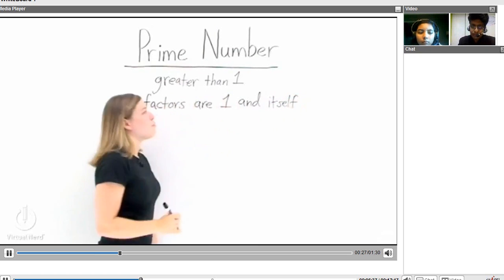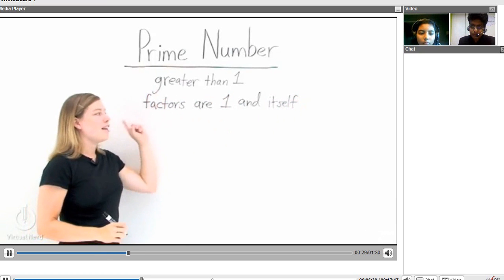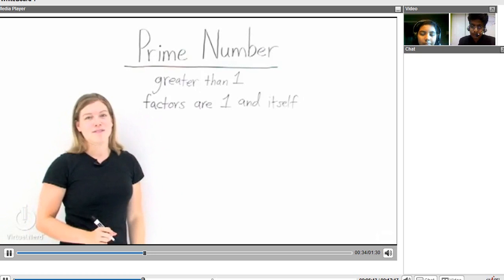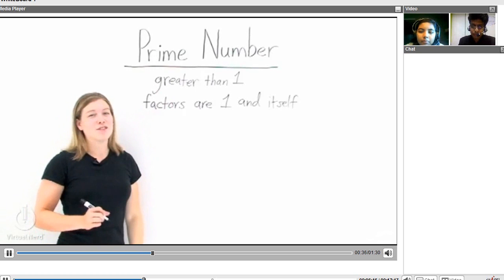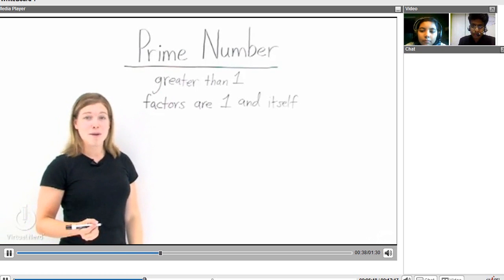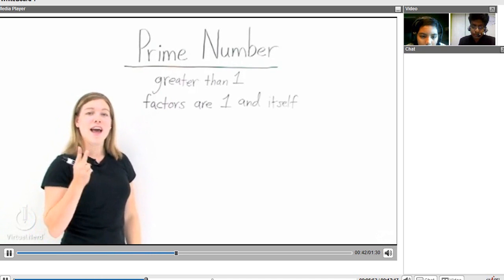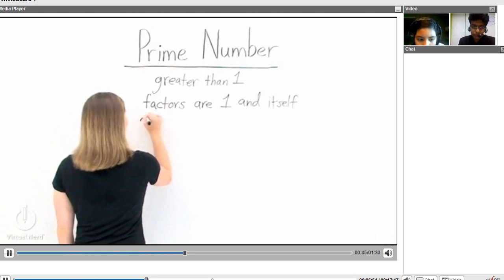In other words, a prime number has to be greater than 1, and its only factors can be 1 and that number. So let's find some prime numbers. Since they have to be greater than 1, let's look at 2 first. Is 2 a prime number? Yes. 2's only factors are 1 and 2, so 2 is a prime number.